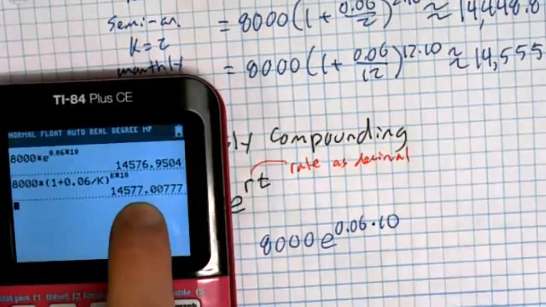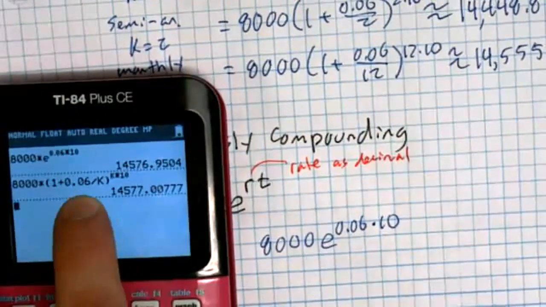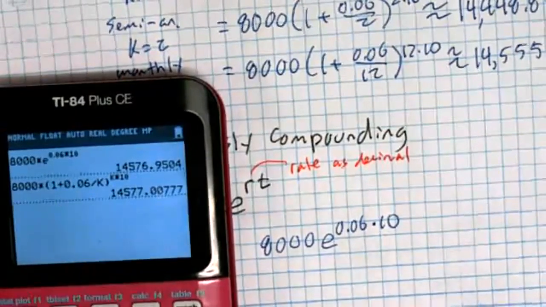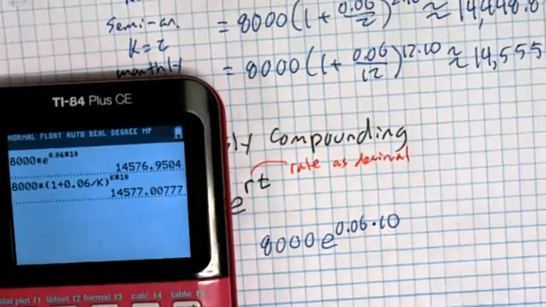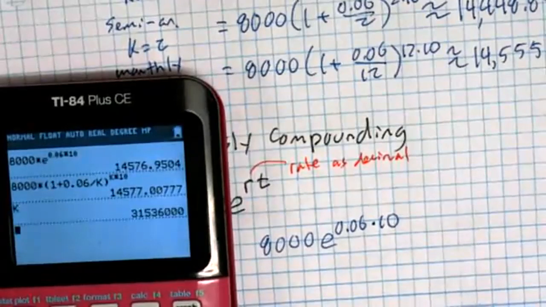This is not accurate. I'd say this is not accurate because of this division here. Your calculator can only store a certain number of decimals. I'm taking 0.06 and dividing it by whatever K was. What is K? Yeah, 31 million. I'm taking 0.06 and dividing it by 31 million.